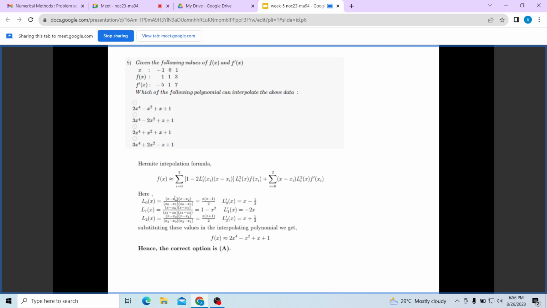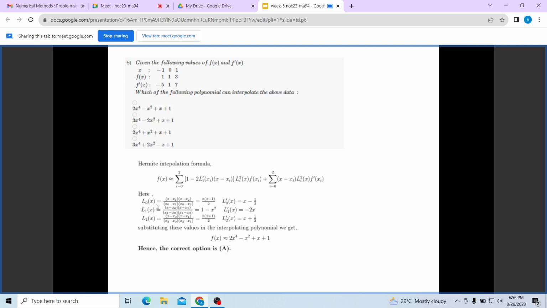So summation from i equals 0 to 2 of 1 minus 2 into Li dash of xi into x minus xi into Li square of x into f of xi, plus summation i equals 0 to 2 of x minus xi into Li square of x into f dash of xi. Okay. So here what is L naught x, that is Lix, the terms in the Lagrange's interpolation.